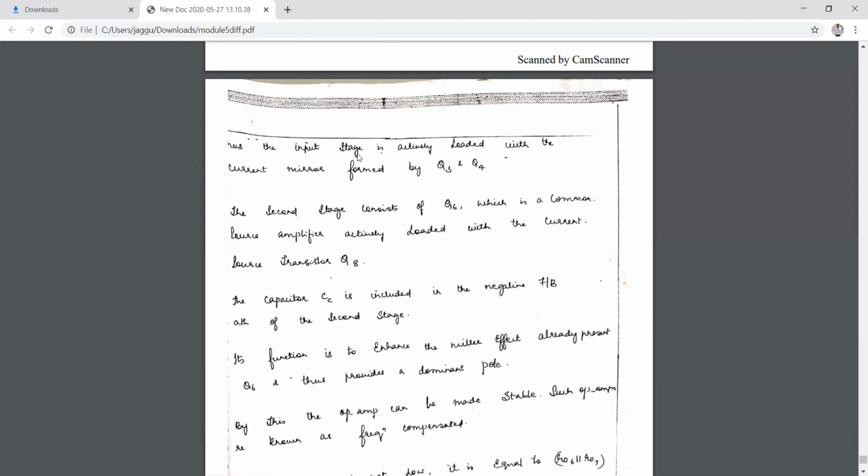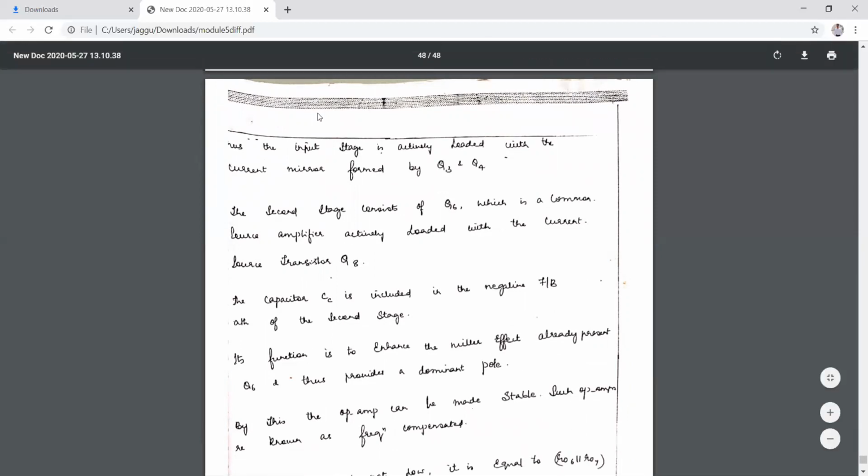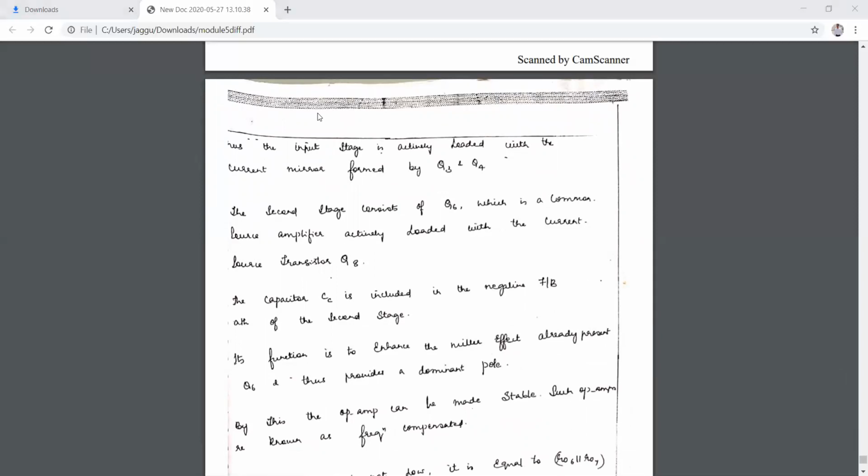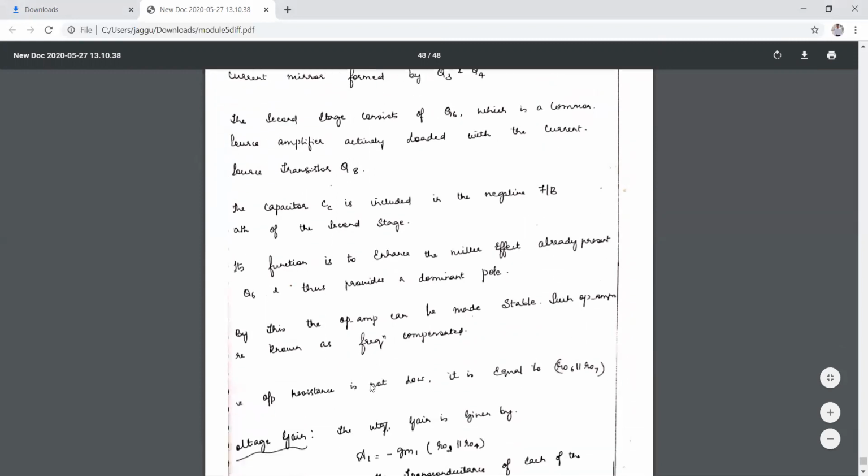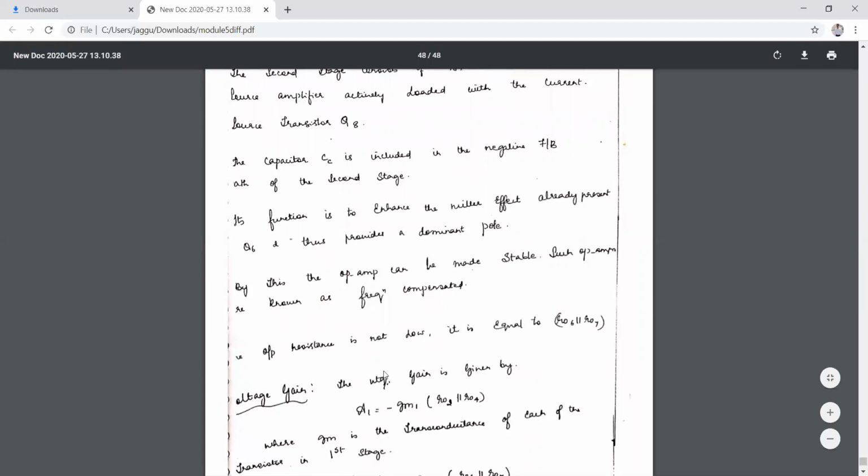The function is to enhance the Miller effect present at Q6, thus providing a dominant pole. By this, the op-amp can be made stable, which is known as frequency compensation.